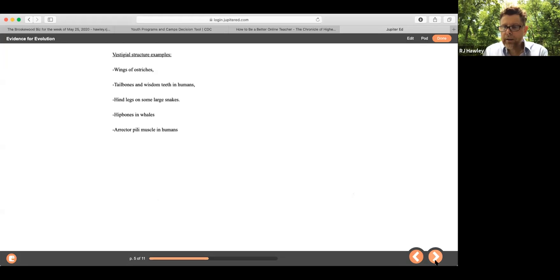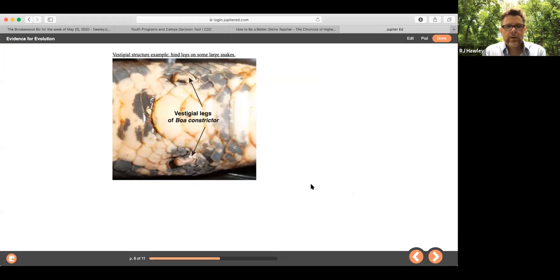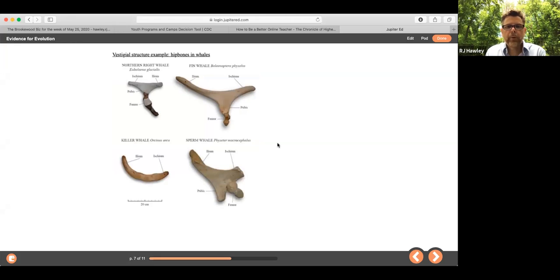I have some pictures here now. So this is the underside of a snake, a boa constrictor, and they're showing us the hind legs here poking out. They look like teeth. Kind of gross. Hip bones in whales, right? You don't need hip bones unless you're going to have legs.